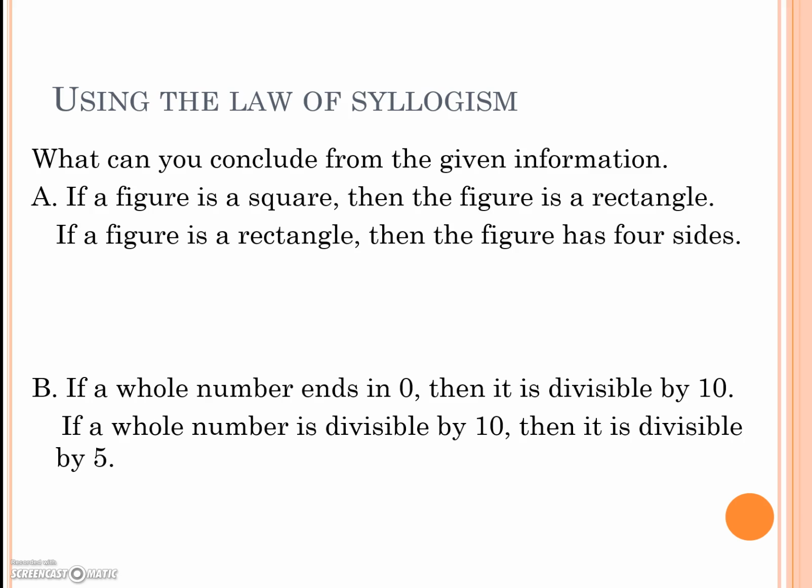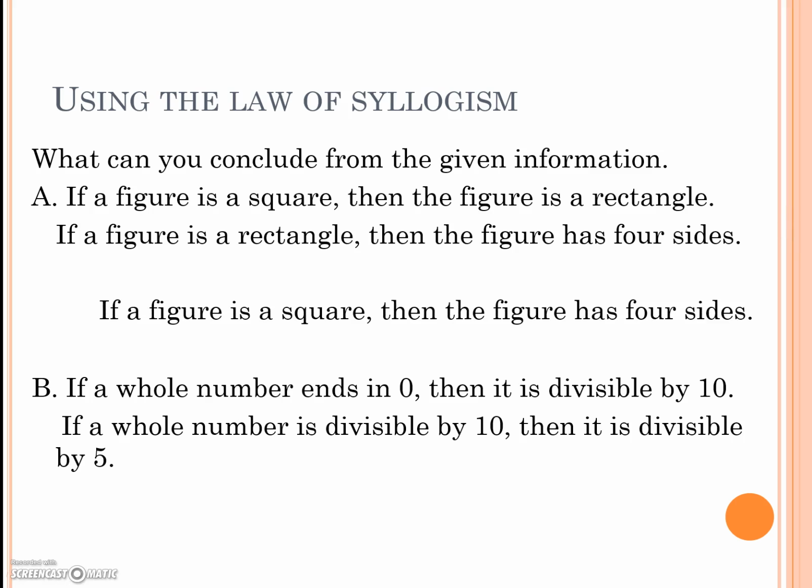So let's look at an example of this. Look at the first one. If a figure is a square, then the figure is a rectangle. If a figure is a rectangle, then the figure has four sides. Look at the conclusion of the first statement and the hypothesis of the other. Since these are the exact same thing, saying that the figure is a rectangle, we can essentially cut out the middleman and come up with a new conclusion, going directly from if a figure is a square, then the figure has four sides. That's the idea behind the law of syllogism.